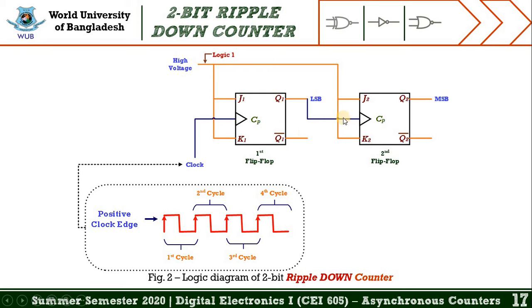But in the 2-bit ripple down counter, the clock pulse signal is from the first output of the first flip-flop. So there are no other differences between the two types of counter. This is the main difference. So that's all for the logic diagram, and the rest of the things are similar to the 2-bit ripple up counter. So let's move into the next slide to explore the different conditions of the 2-bit ripple down counter.